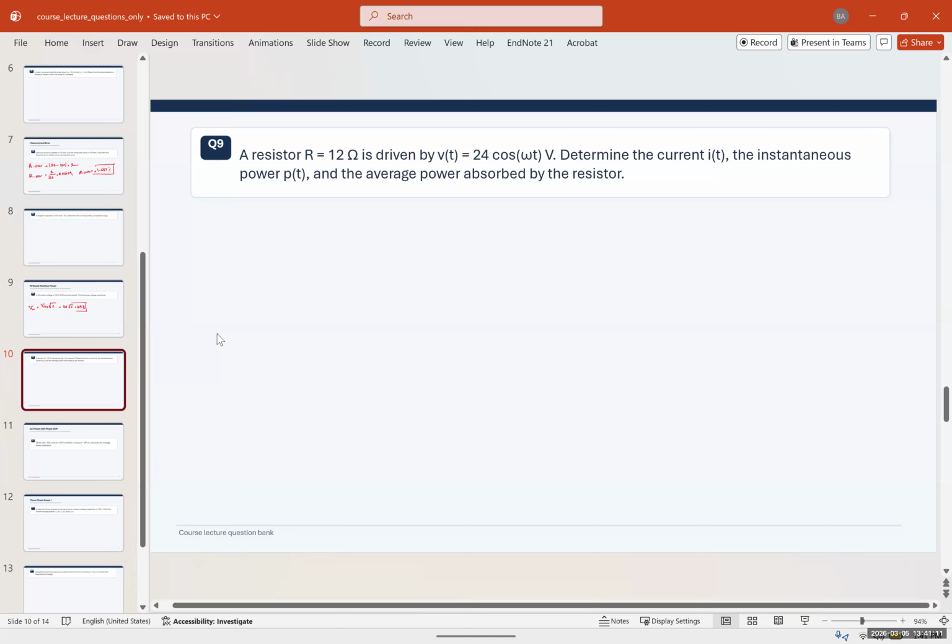How much is the average power? Now, to find i(t), the current, it's going to be equal to V over R, Ohm's law. V is 24 cosine of omega t, and R is 12. So this would be equal to 2 cosine of omega t.